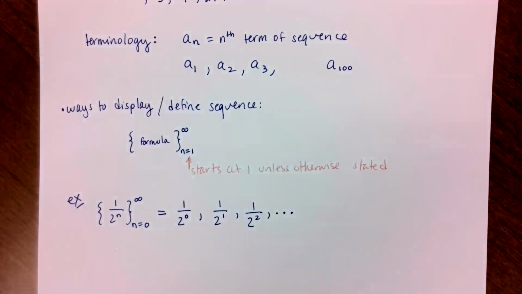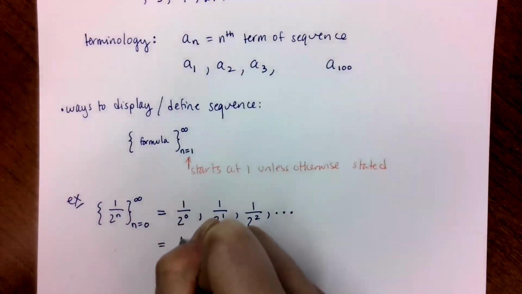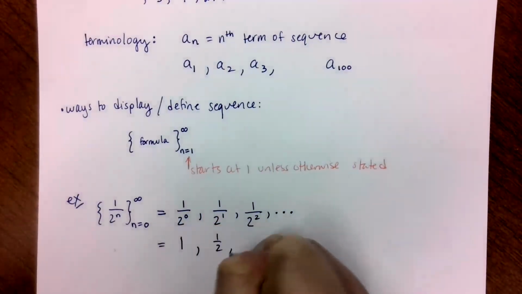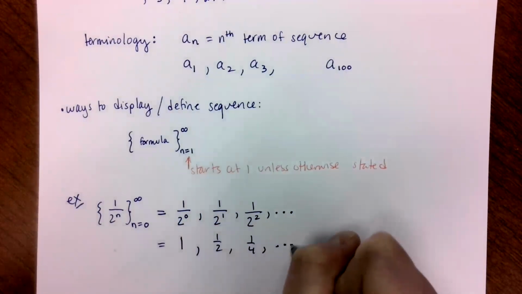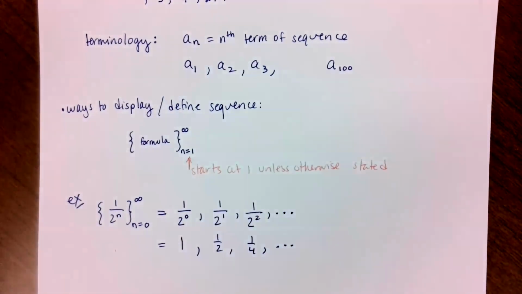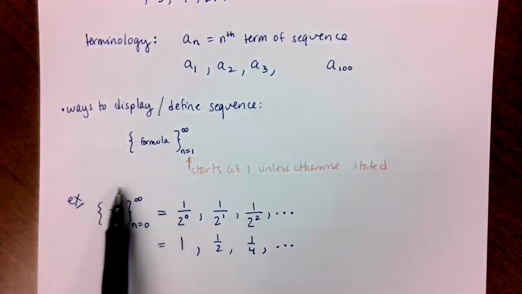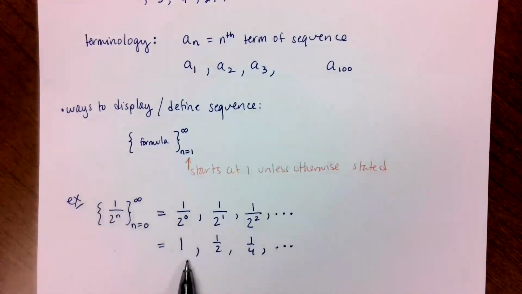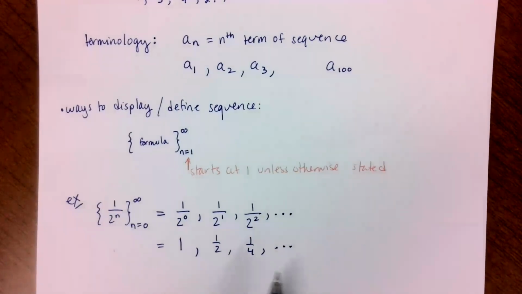Writing like this shows the pattern and shows the formula that we're using, but we could also simplify these numbers and say, okay, this is just 1, a half, a fourth, and so on. Notice that this is not unique, the way that we display this sequence. To create this same list of numbers, we could put it together in a different way.